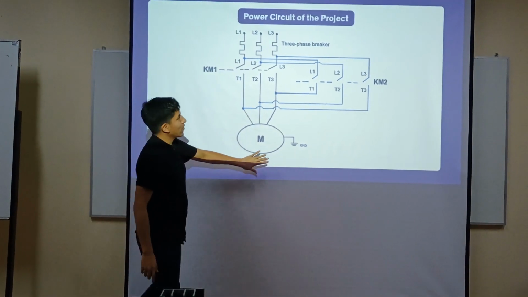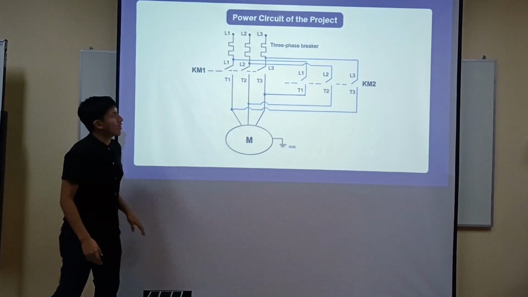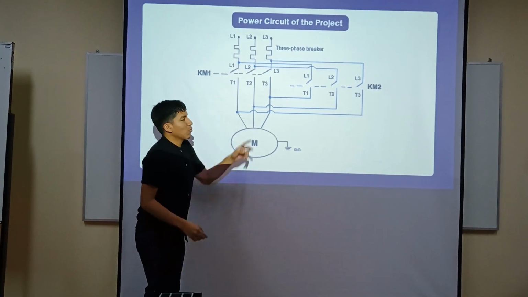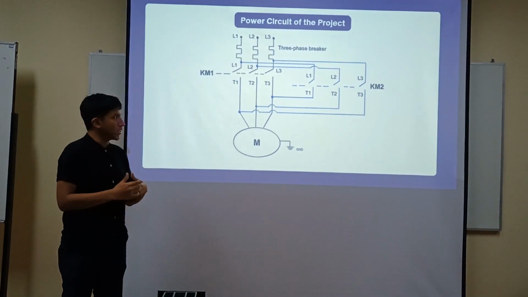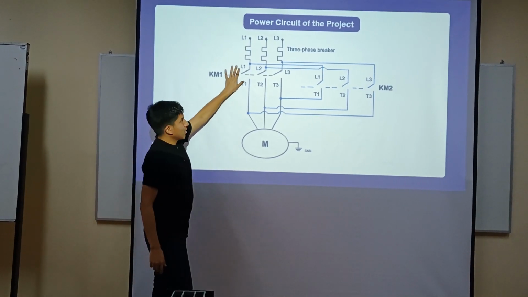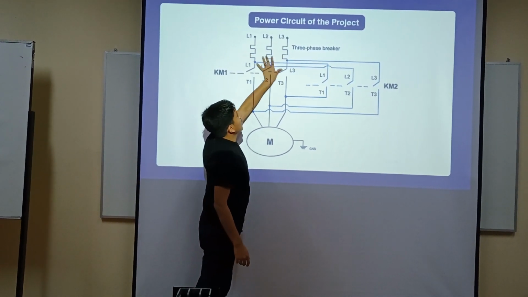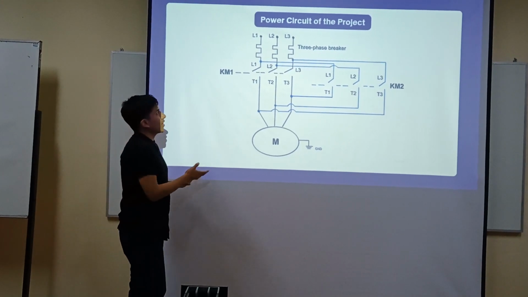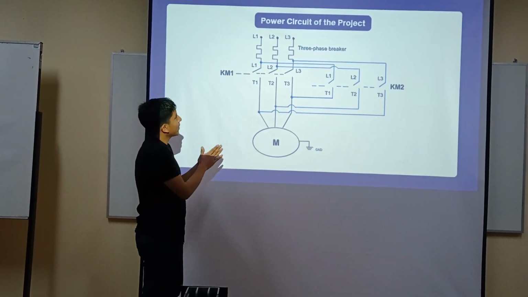we are going to describe this figure that we have here. In the first part we mentioned that we needed a thermomagnetic breaker. This thermomagnetic breaker is represented here. We have three lines, three phase lines, L1, L2, and L3.